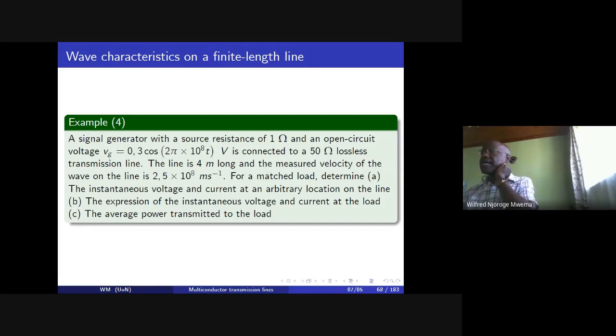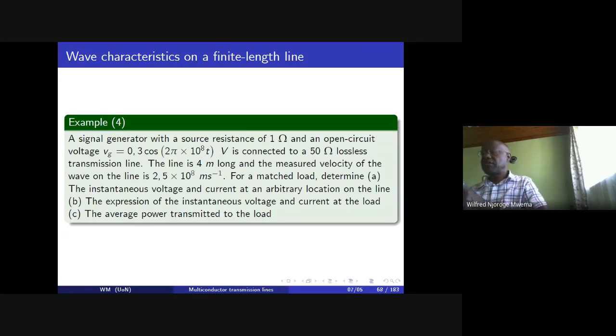One thing we have to see here is that the line is lossless. We have been told it's lossless. Therefore, the characteristic impedance is going to be a real value, and therefore it's 50 ohms for that particular case. We have been given the length of the line, and we have been told what the phase velocity is going to be on that line, and therefore we know what the propagation constant is going to be from that velocity.